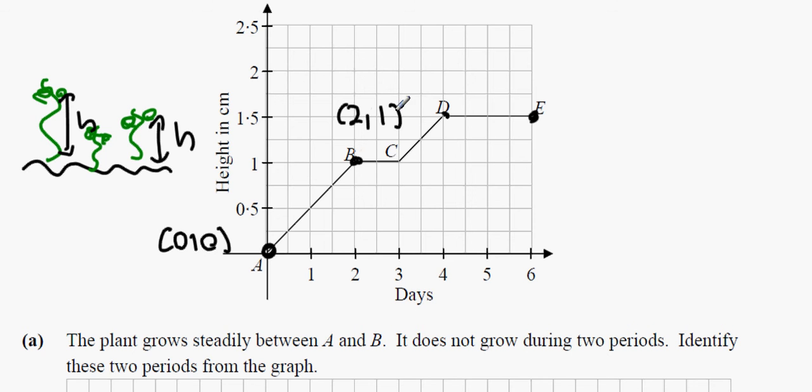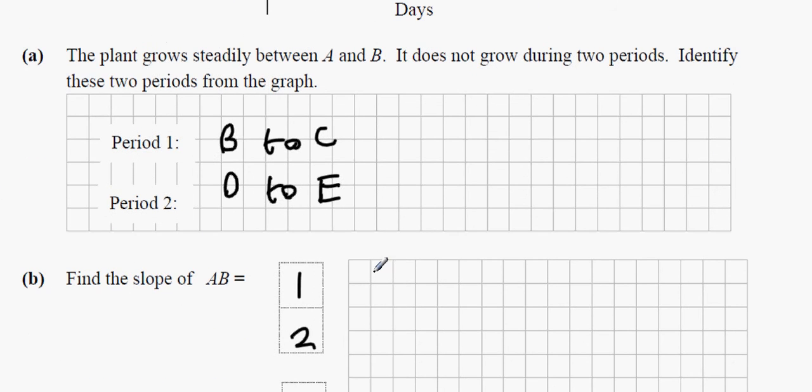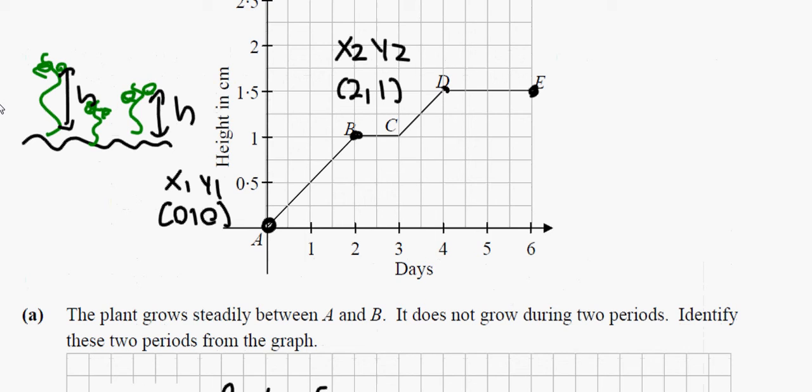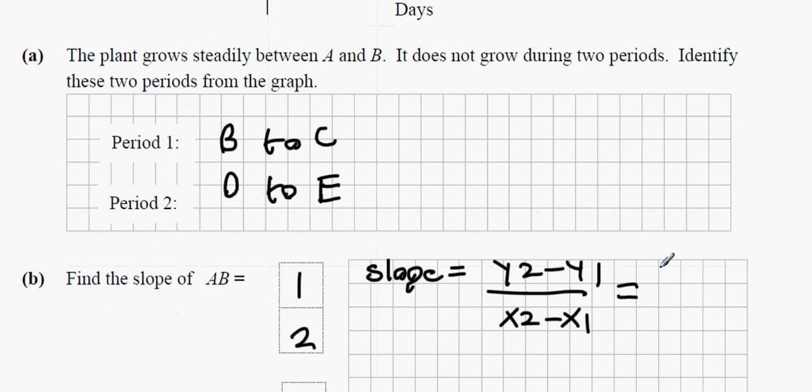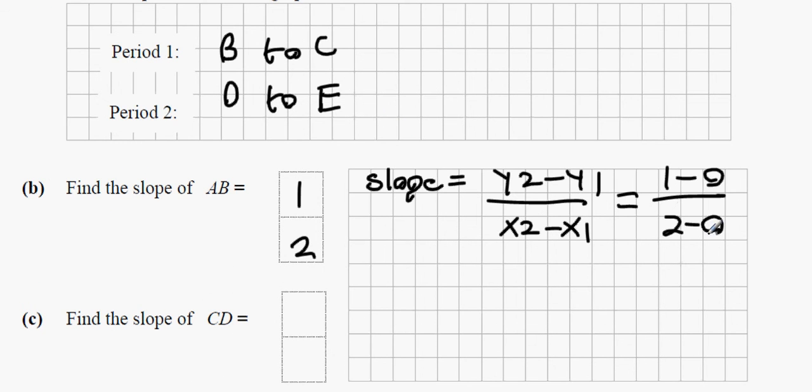So we can say B is x2, y2, A is x1, y1. And what you can say is the slope formula equals y2 minus y1 over x2 minus x1. What this gets you here is y2 is 1 minus 0, divided by x2, 2 minus 0. Put that into your calculator and it'll also give you a half. So we can see it's a half.